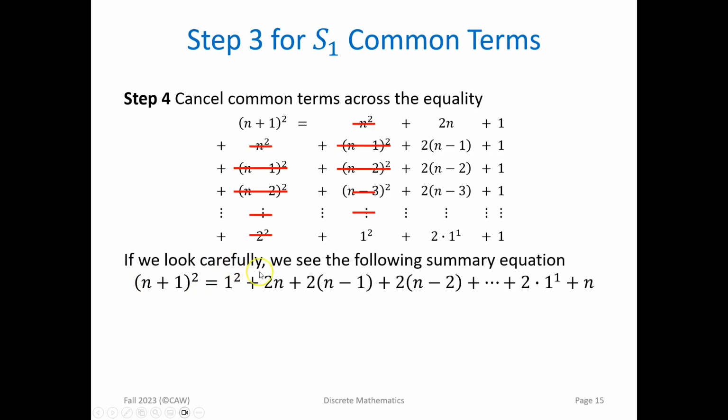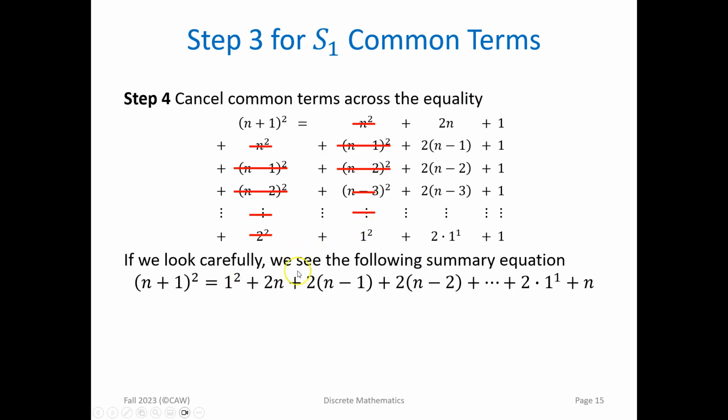On the right side, we have 1 squared from the bottom here, that wasn't canceled, plus going up to this column with the 2n on the top, 2n plus 2 times n minus 1 plus 2 times n minus 2, all the way down to 2 times 1 to the first, plus this column with all 1's in it. And there are n of these. There are n equations here, so these are n 1's, and that's why I have a plus n at the end of this. So you can see here horizontally I've just followed the vertical path through these equations.